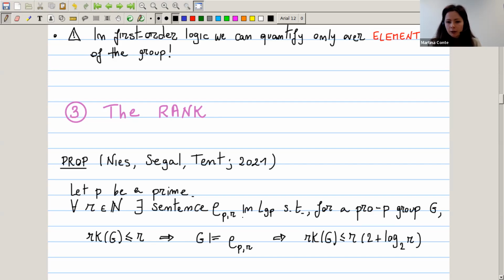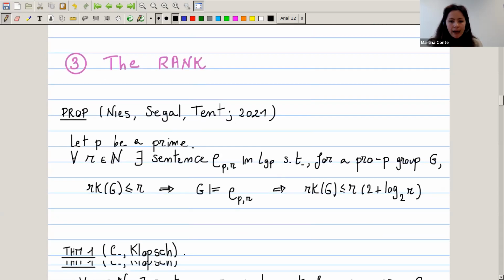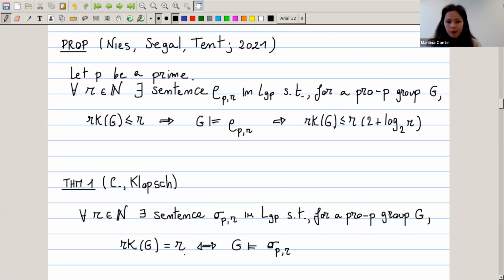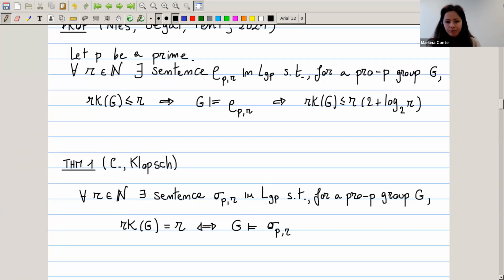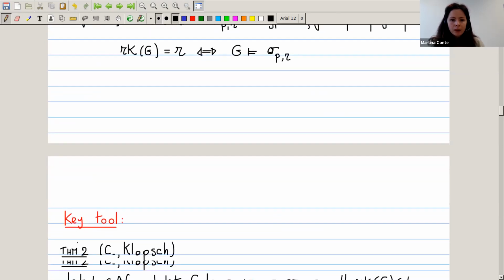So a natural question arises whether it is possible to find a sentence that actually characterizes completely the rank, so that gives us an if and only if. And we found that this is possible. So we found a sentence sigma_{p,R} such that the pro-p group G has rank R if and only if G satisfies this sentence sigma_{p,R}. So I would like to give a vague summary, let's say, of the proof.